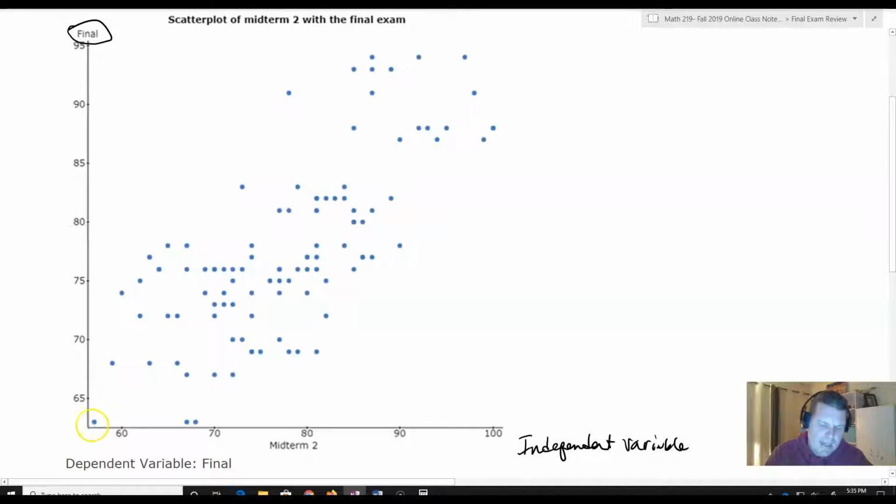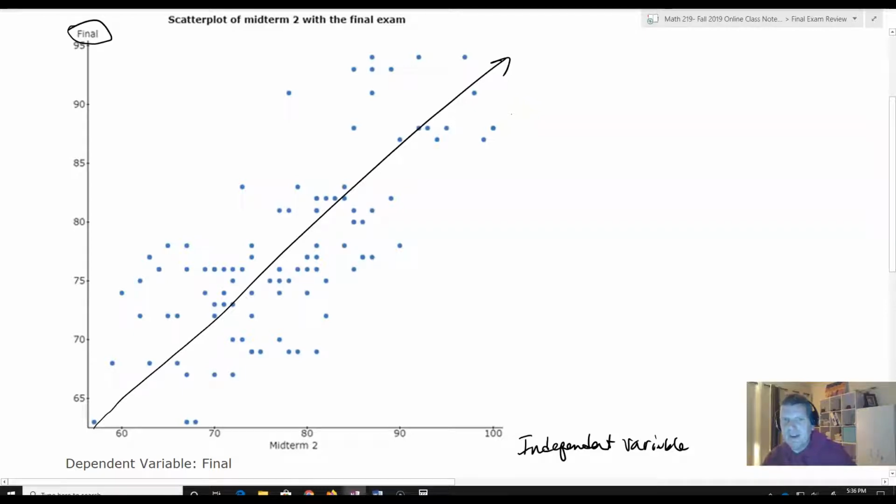If I look at my graph, what I can see is there appears to be a line that goes right through there. Something like that. There's definitely a trend, and the trend is that as I increase my midterm 2 scores, my final exam scores go up. That's definitely what the data says right here, right?